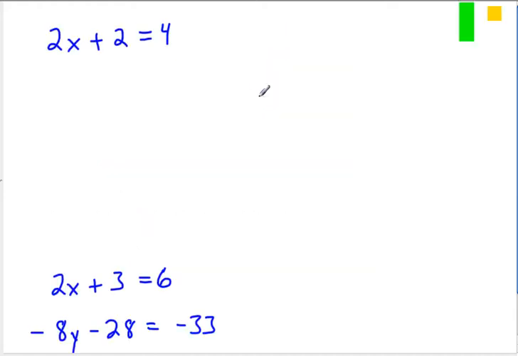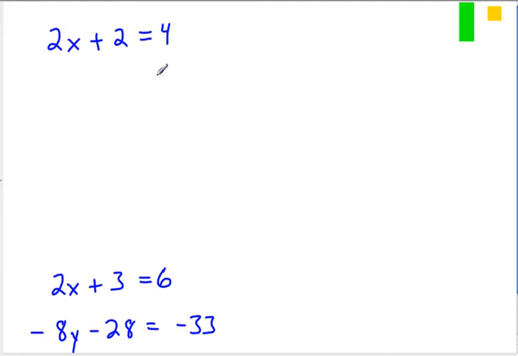I'm going to talk about a couple common mistakes that students make. Remember, there's 4 choices that we have when we're solving these equations. To use inverse operations, we can subtract something from both sides. We can add something to both sides. We can multiply both sides by something or divide both sides by something.